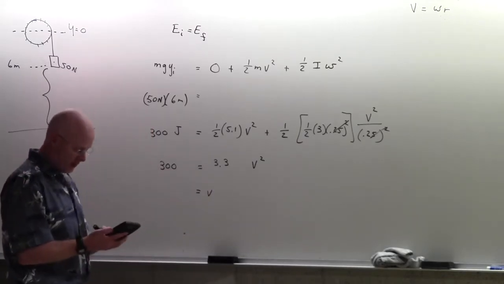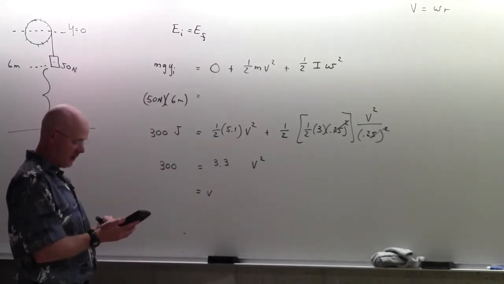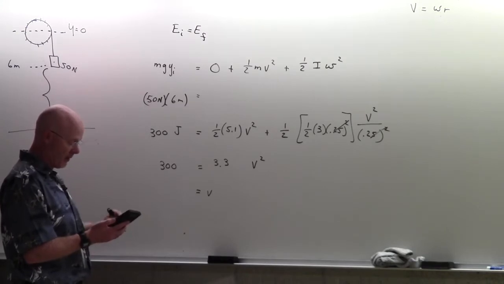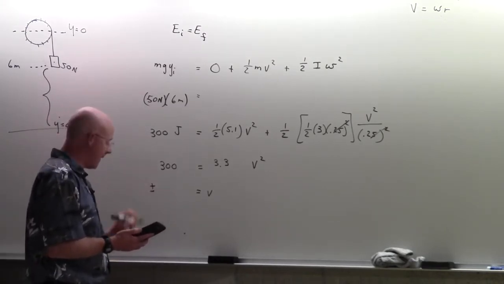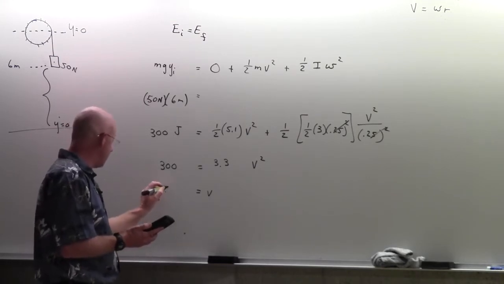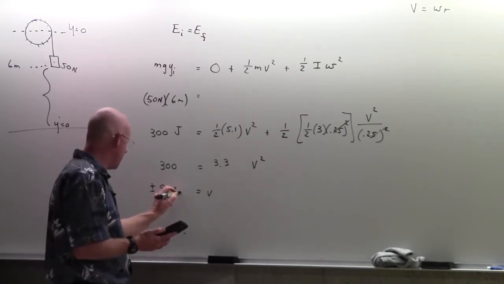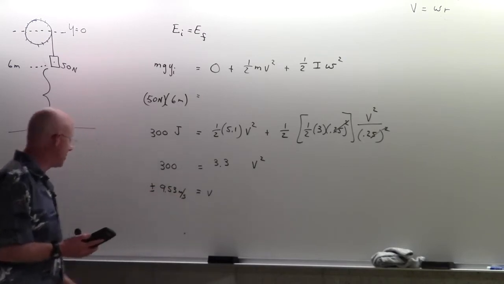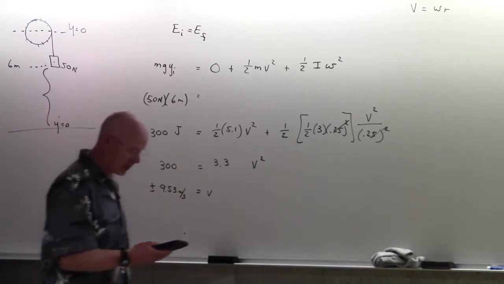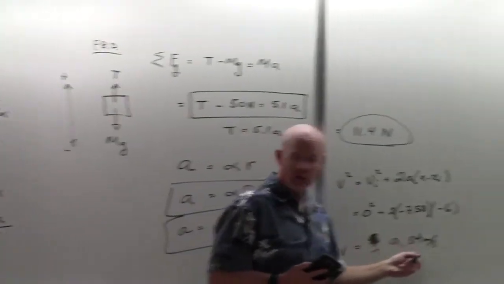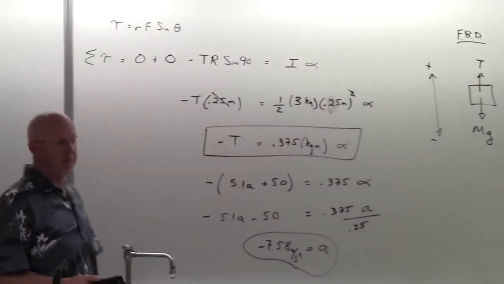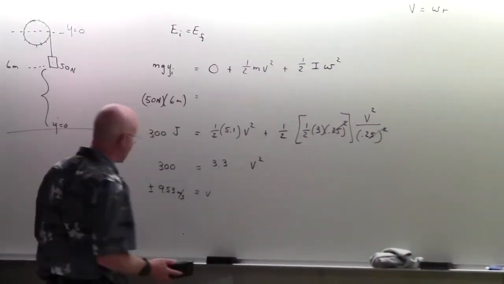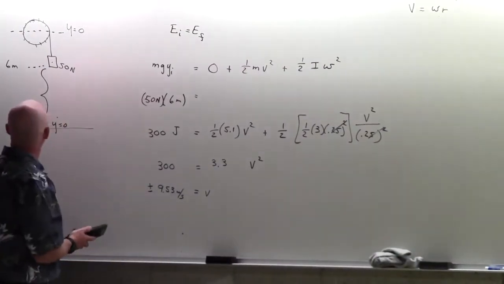So if I take 300 and I divide it by my 3.3 and I take the square root, I get a plus or minus 9.53. And if I carried my units through there, you'll see that it is meters per second squared. Does that match what I got before, other than rounding down instead of rounding up? Yes, it does.